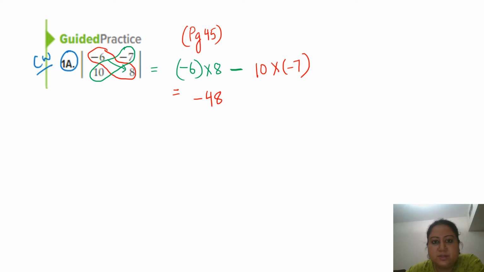You have a negative sign here. Negative becomes positive, so this is 70. So this is the same as subtracting 48 from 70, so that gives you 22. So the determinant value is 22. You can check your answer, and I would want you to solve 1B yourself and check your answer, and put it in the comment section.